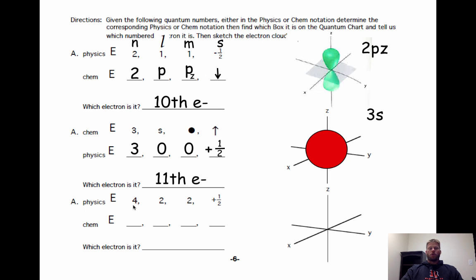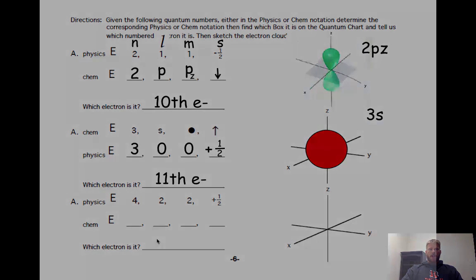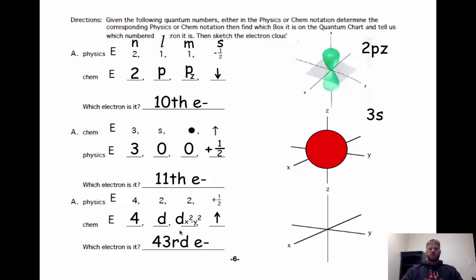All right, your turn to try one. Here is the physics notation, and you come up with the chemistry notation and what electron it is. Pause the video and try it out. All right, you should have gotten this chemistry notation, and it corresponds to the 43rd electron, and it would look something like this, with the cloverleaf shape sitting on the X and Y plane.